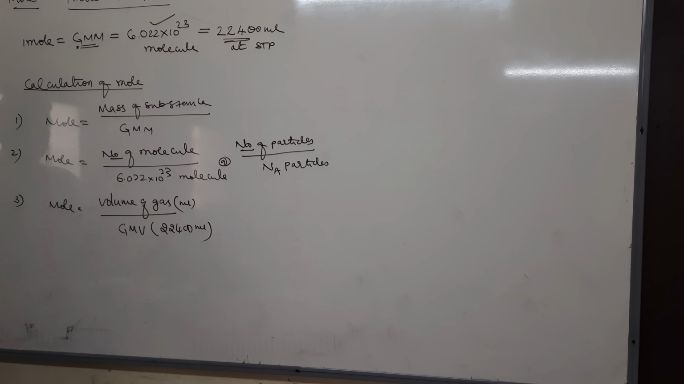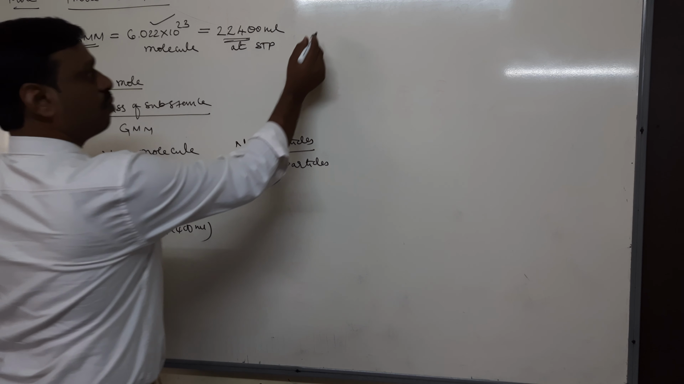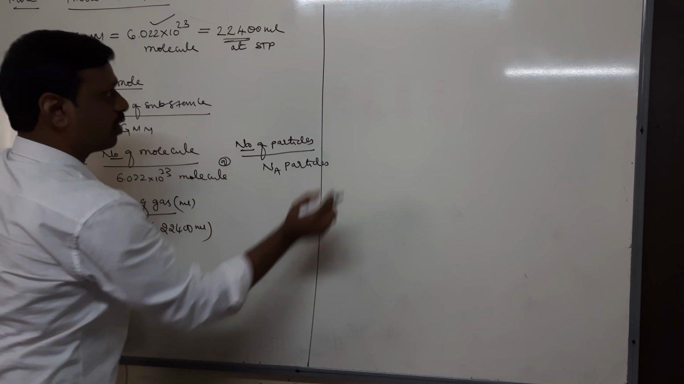Okay, so in PU level we study only this formula: mole is equal to mass by gram molecular mass. Okay. Do you understand? Now let us calculate mole with some examples. Okay. Write down the question.